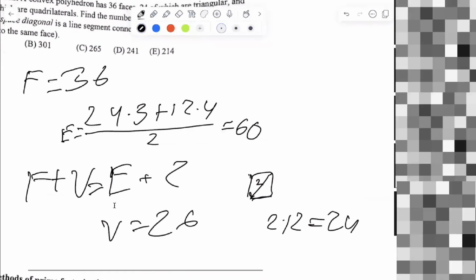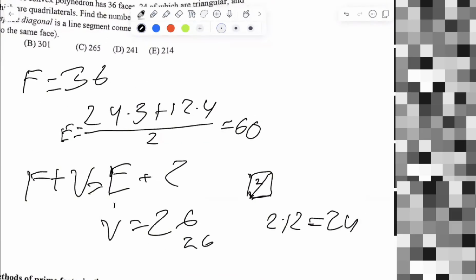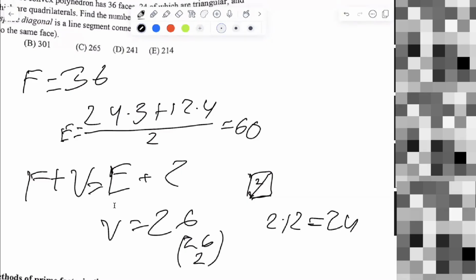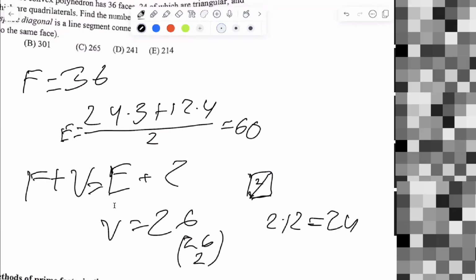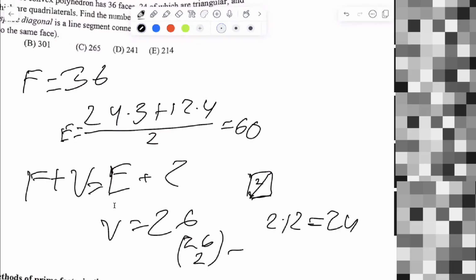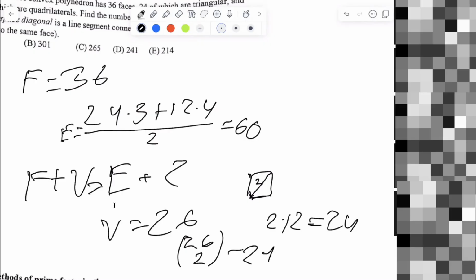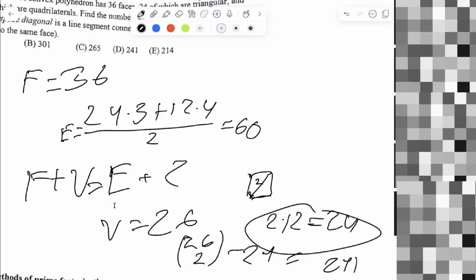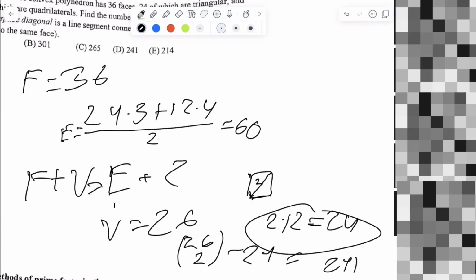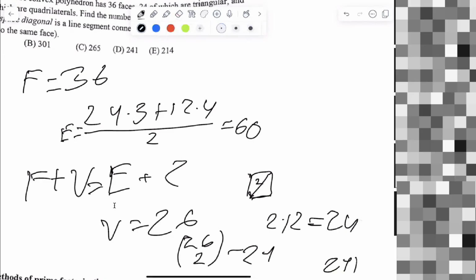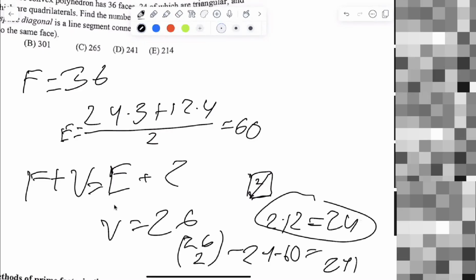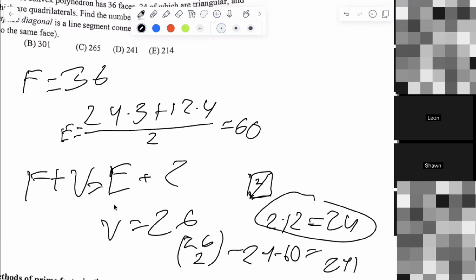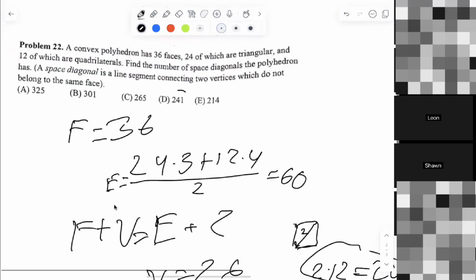Now, notice that what we talked about before was combinatorics. The number of ways to choose two vertices from 26 is 26 choose 2, which tells us the number of space diagonals including face diagonals, but we only want space diagonals, not face diagonals. So we have to subtract the extra 24. And also, don't forget to subtract the 60, I forgot about that, my bad. 60 is just the adjacent vertices, the edges. This gives 241. The answer to this question is D.